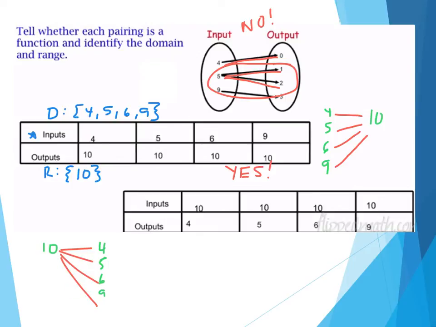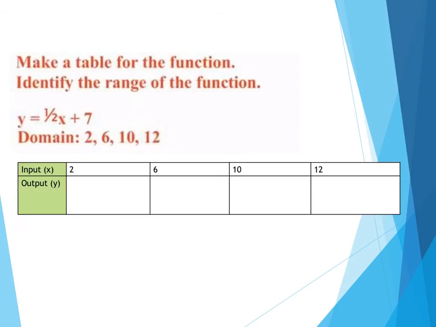So it does not have one output. Therefore, this is not a function. Okay? And I'm not even going to identify the domain and range because it's not a function. Okie dokie, artichokes. Let's do a little more difficult example of a function.